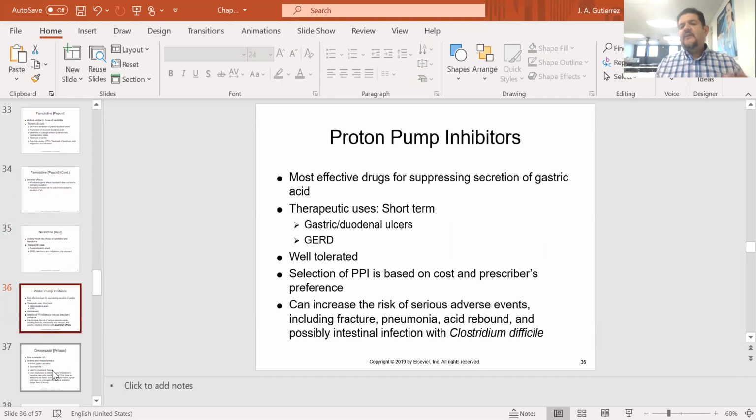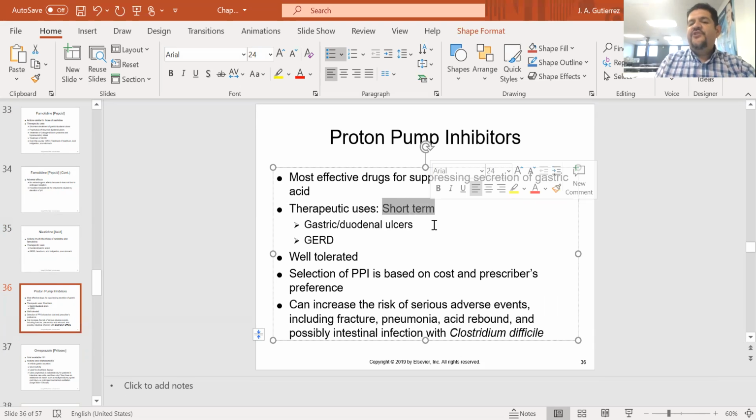Okay, let's jump now to the next group, the proton pump inhibitors. This is the best of the best if I want to block gastric acid production. Proton pump inhibitors are the only medication that blocks 100% of the production of gastric acid. So they are very effective when I'm trying to treat an ulcer. Here's how it goes. Proton pump inhibitors have to be used short term only. My advice: a week to 2 weeks. That's it.